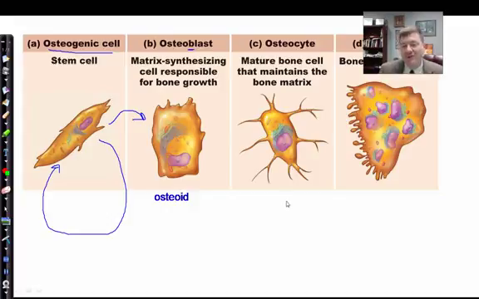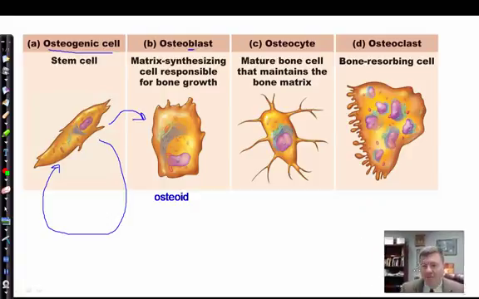The mature bone cell that actually helps to maintain the matrix and also respond to stress. So if you are exercising a lot and putting a lot of stress on your skeleton, it will stimulate the osteocytes to produce more bone matrix and therefore make your bone stronger. Flip side, if you're not doing much exercise, the osteocytes don't make extra matrix and your bone gets progressively weaker.